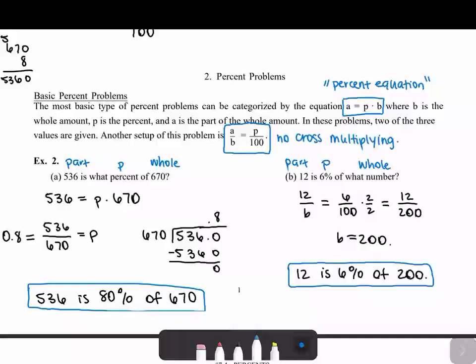So this is just the basic percent problems that are just using the percent equation. So that's what's mostly covered in the book, is using this percent equation. However, I also want to talk about percent increase and decrease, so we'll start talking about that in the next video.